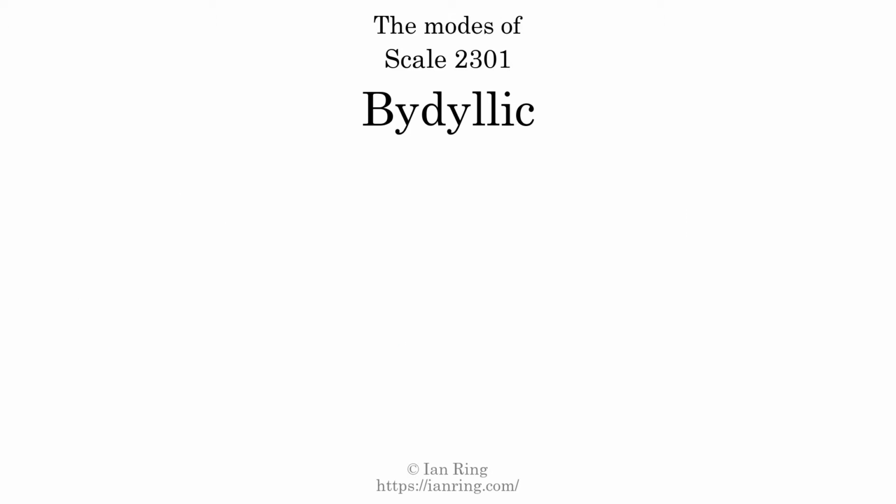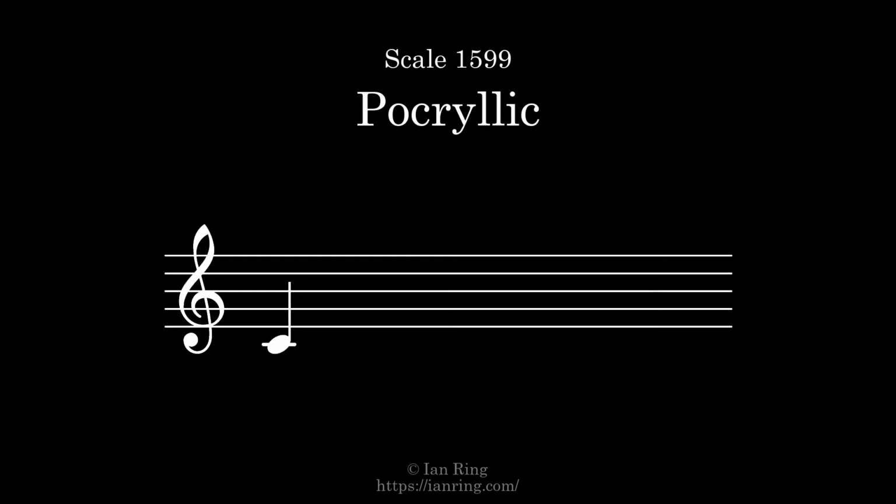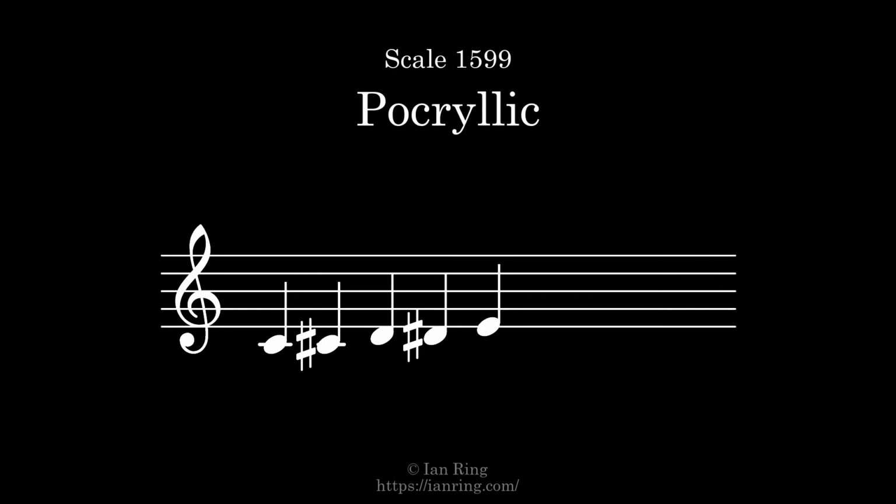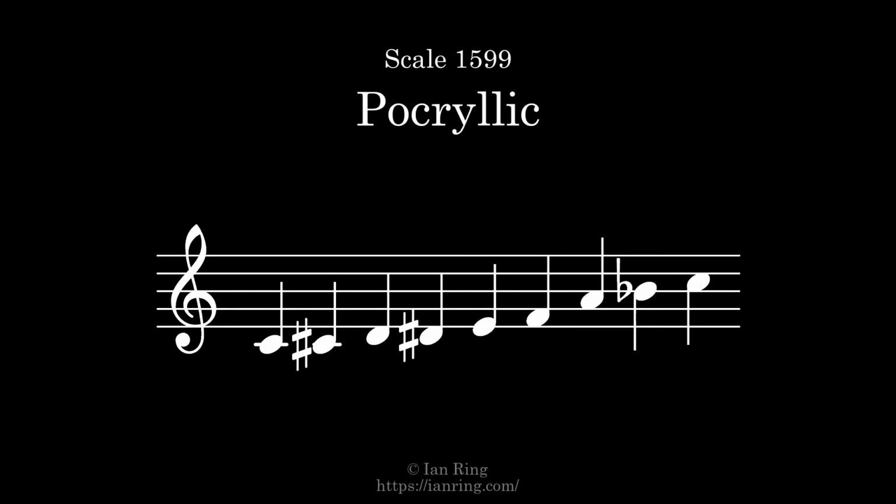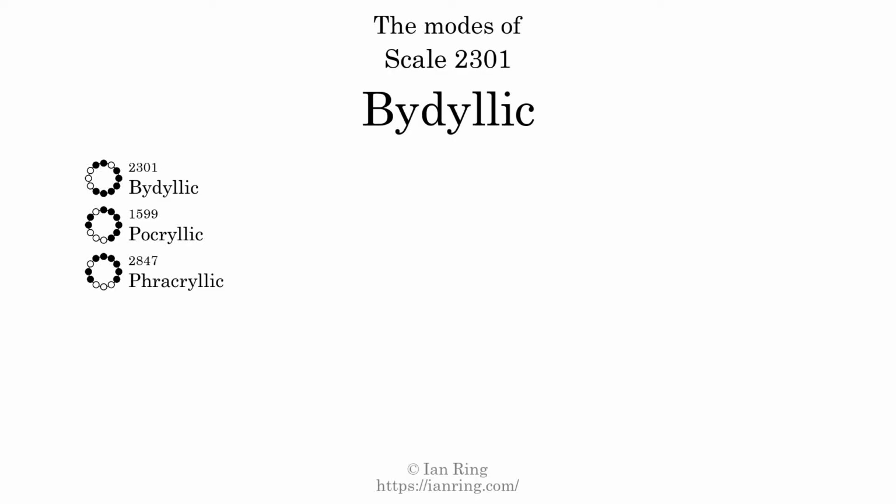This scale has 8 modes. The first mode is itself. The second mode is scale 1599, also known as Bydyllic. It sounds like this. The third mode is scale 2847, also known as Bydyllic. It sounds like this.